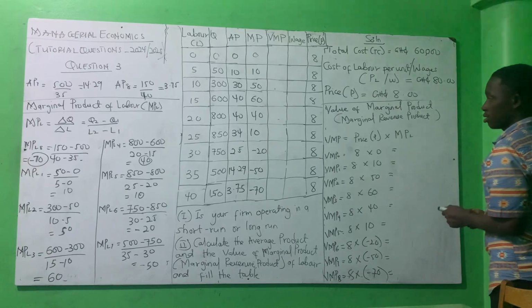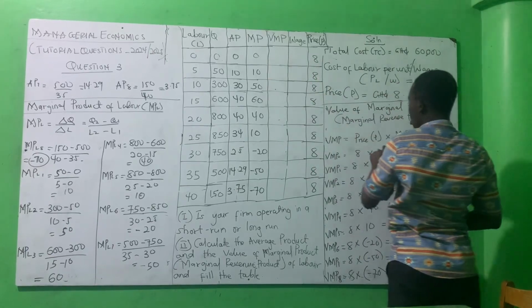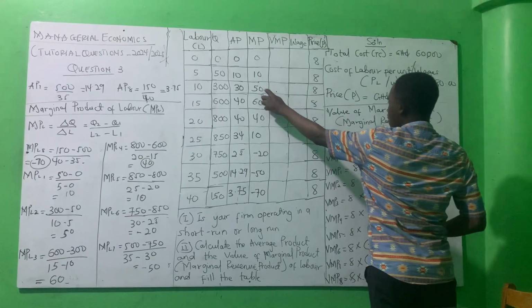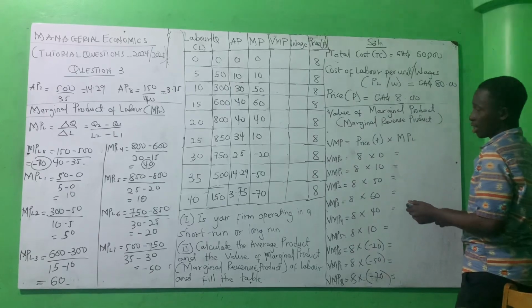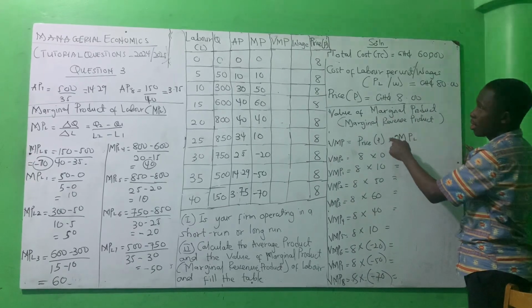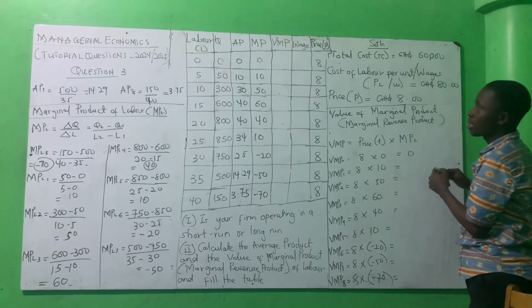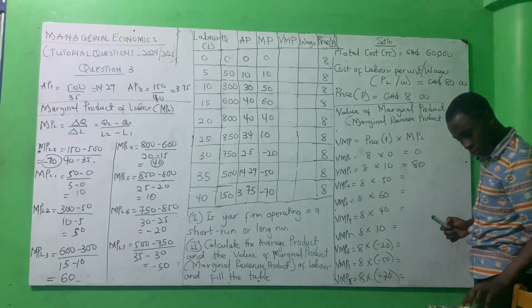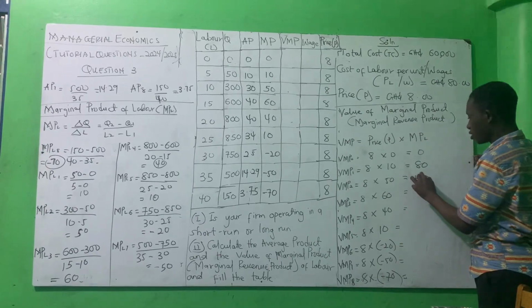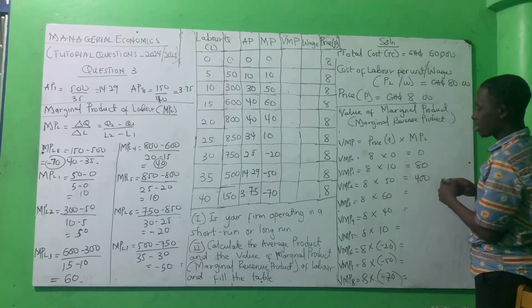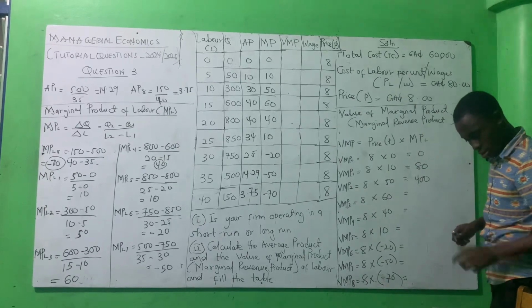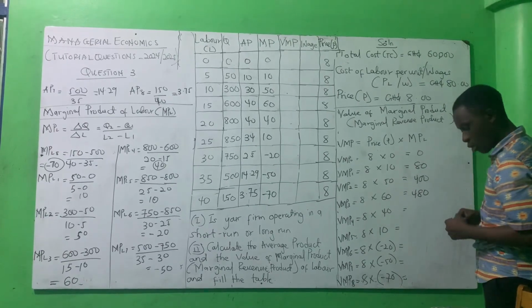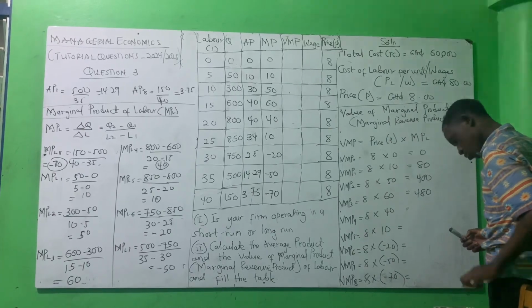So the first one is 8 times 0. Let's check it all. The first one is 8 times 0, which is 0. The next is 8 times 10, which is 80. 8 times 50, which is 400. And the next one is 8 times 60, which is 480. 8 times 40 gives us 320.